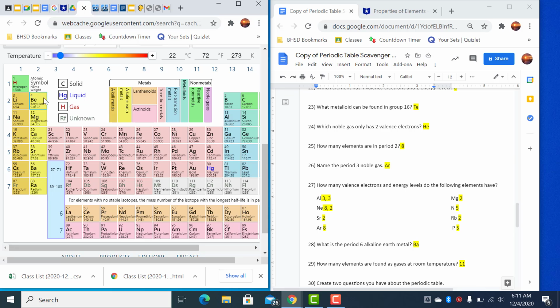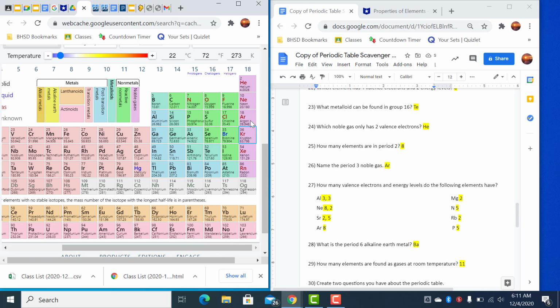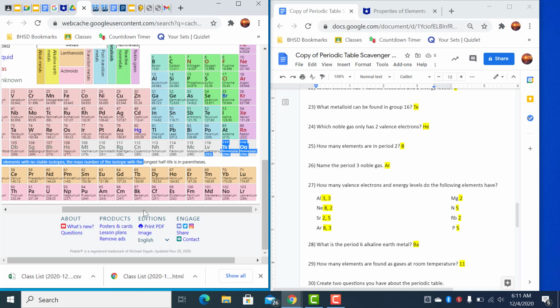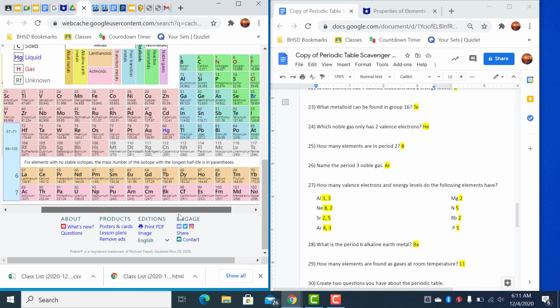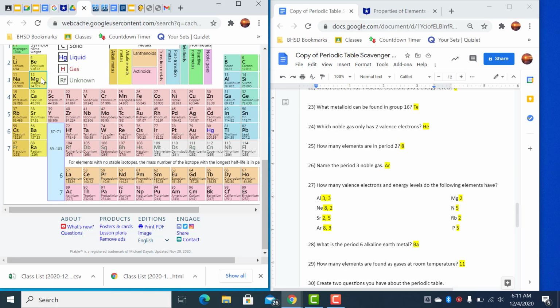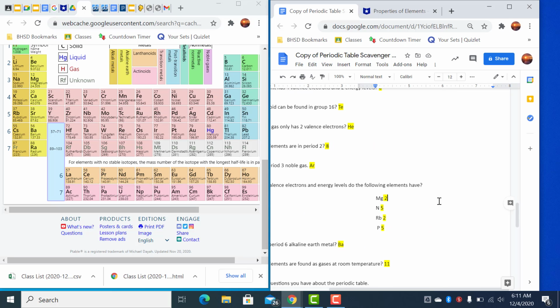Strontium, alkaline earth metal, group 2, so it has 2 valence electrons, period 5, so 5 energy levels. Argon, group 18, noble gas, 8 valence electrons, period 3, 3 energy levels. Magnesium. Okay, what's going on here? Okay. Magnesium, group 2, 2 valence electrons, period 3, so it has 3 energy levels.